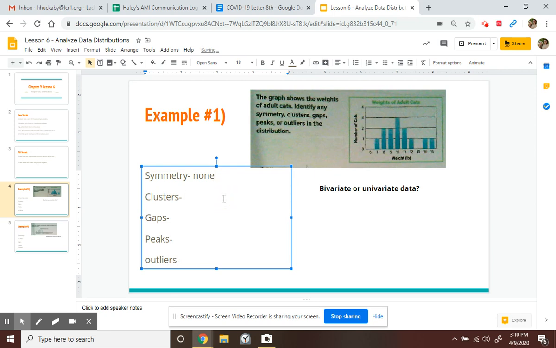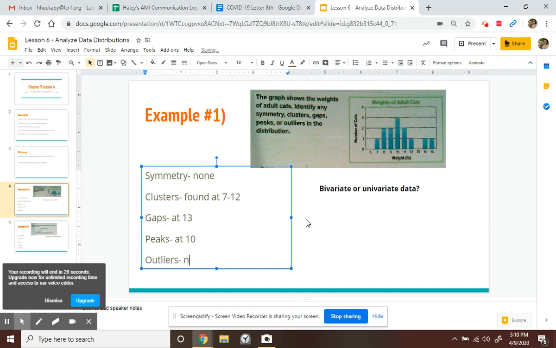Do we have any clusters? I would say the clusters are found at 7 through 12. That's where the majority of the data is, right here, 7 through 12. Gaps, we have a gap at 13 because there's no value right there at 13. Peaks, what's your highest peak? 10. And then do we have any outliers? I mean, 14 and 15, they're not too far away from 12, so I would say no outliers.